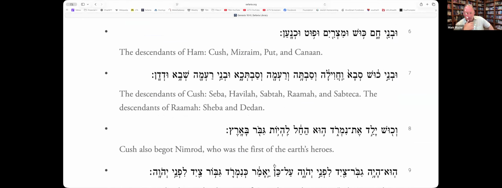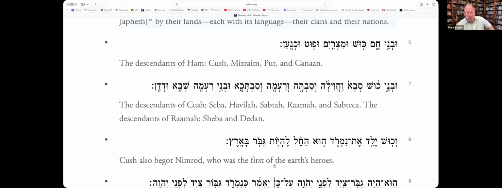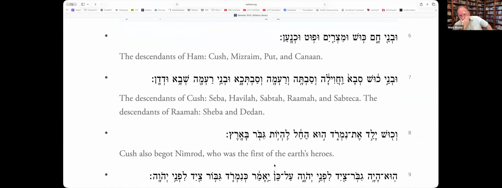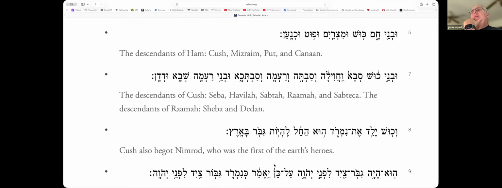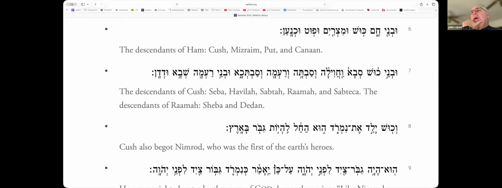But again, we get the grandsons. We don't get a lot of great-grandsons, if you will. We don't get the next generation, like in this one. Okay, move on. The descendants of Ham: Cush, Mizraim, Put, and Canaan. The descendants of Cush: Seba, Havilah, Sabtah, Raamah, Sabteca. The descendants of Raamah, interesting: Sheba and Dedan.